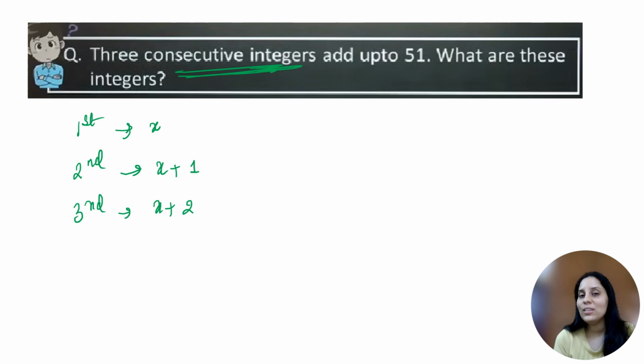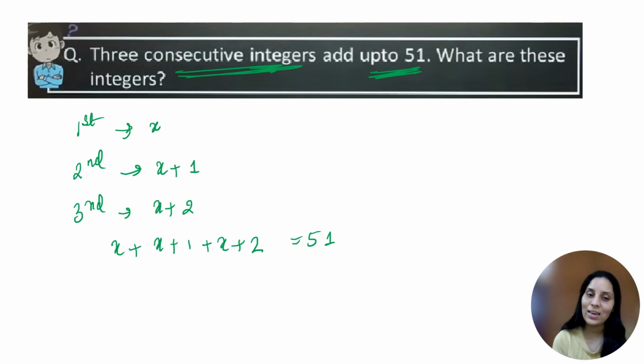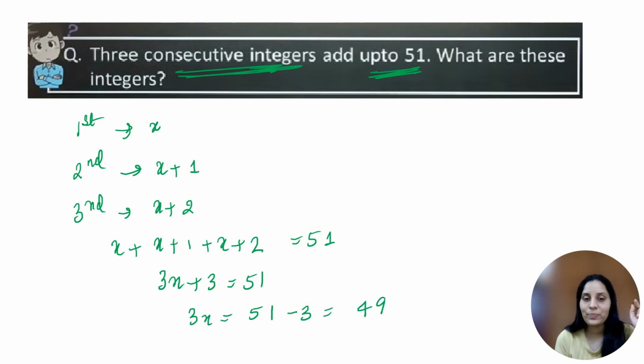So here we have all three consecutive numbers that add up to 51, which means x plus x plus 1 plus x plus 2 is equal to 51. You need to find these integers. To find the integers, you need to find the value of x. So x plus x plus x is 3x, plus 3 is equal to 51. 3x is equal to 51 minus 3, which is 48. So yes, x is equal to 48 by 3.